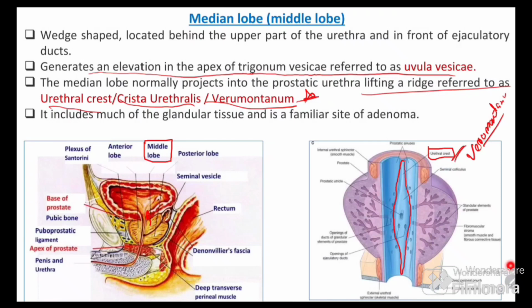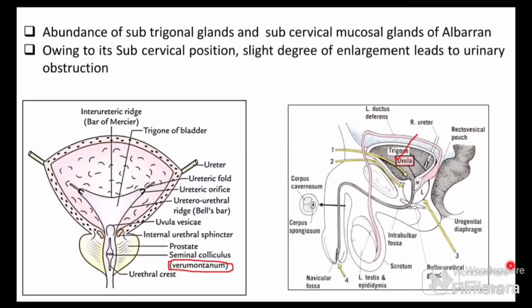This median lobe consists of most of the glandular tissue, and it is a site of adenoma. Adenoma is the non-cancerous growth of glandular tissue. So 2 things to remember: the median lobe is a site of adenoma and the posterior lobe is a site of origin of carcinoma.